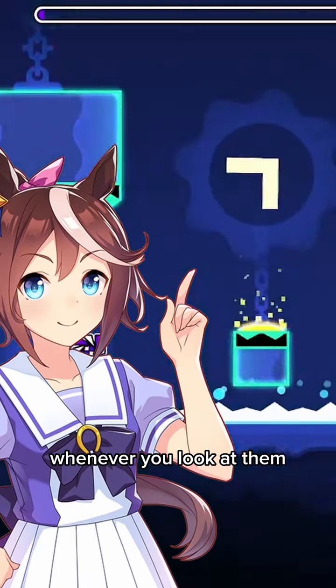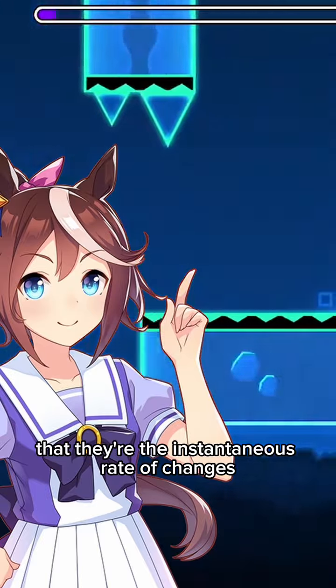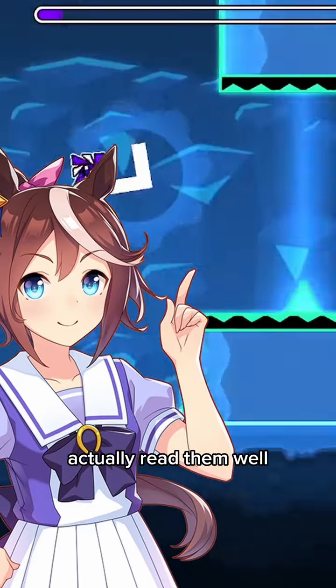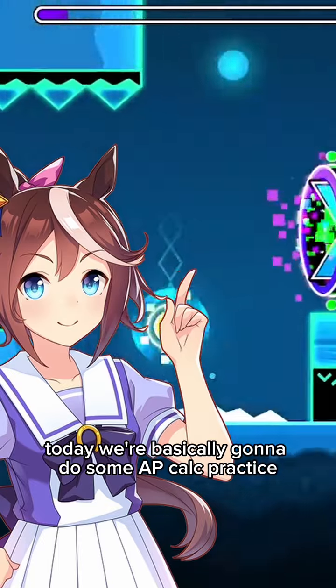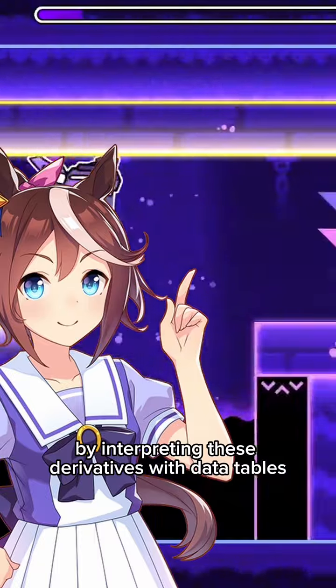Whenever you look at them, how are you actually supposed to read derivatives? I mean, it's understandable that they're the instantaneous rate of change, but how do you actually read them? Well, today, we're basically going to do some AP Calc practice by interpreting these derivatives with data tables.